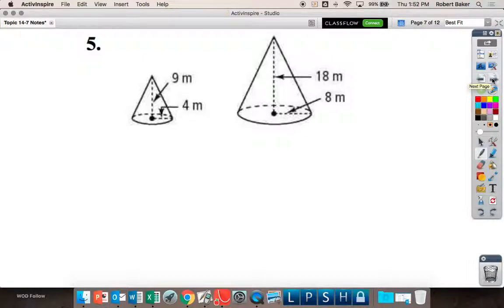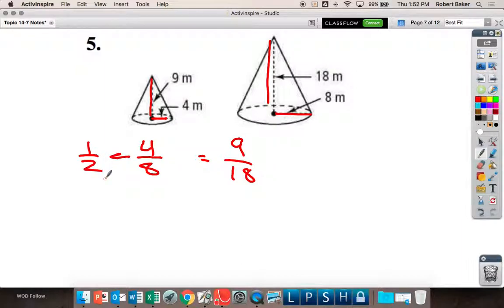Are these two shapes similar? Are they related to each other? How do you know? So you're using that term double, right? If I do radius over radius, it should be the exact same thing as height over height. Those proportions should be the same. So you can simplify this to 1/2, and you can simplify this to 1/2.